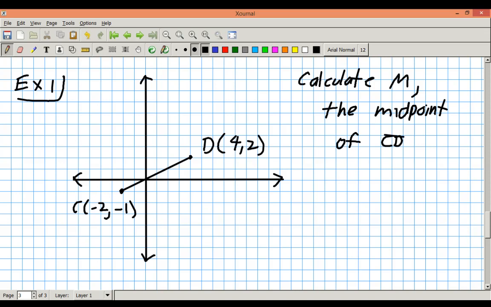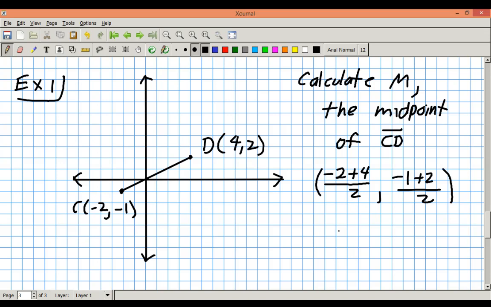Okay, so we're just going to do what we already said, and that is to just average the x coordinates and average the y coordinates. So if we take the two x coordinates, that's -2 plus 4, and divide them by 2. I'll do that in a minute. Now let's add the y coordinates and divide by 2, so -1 plus 2.